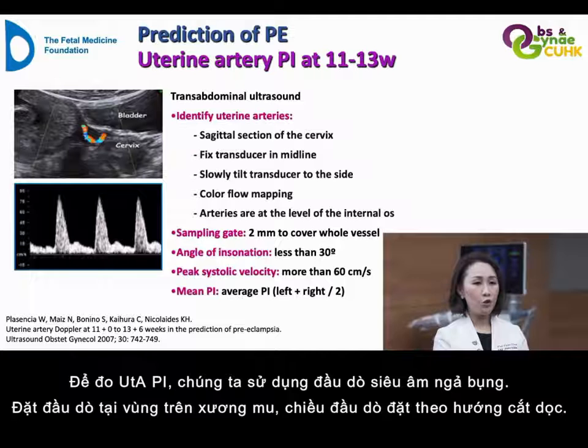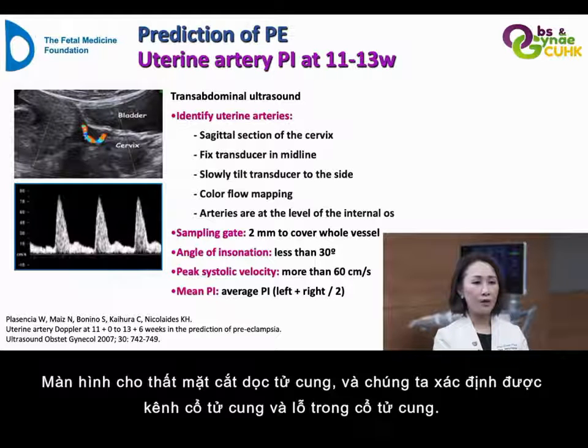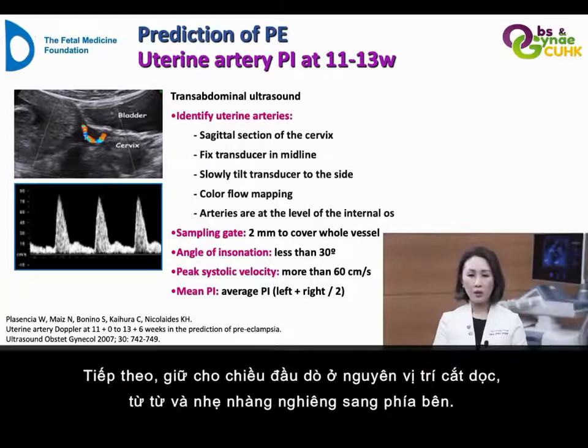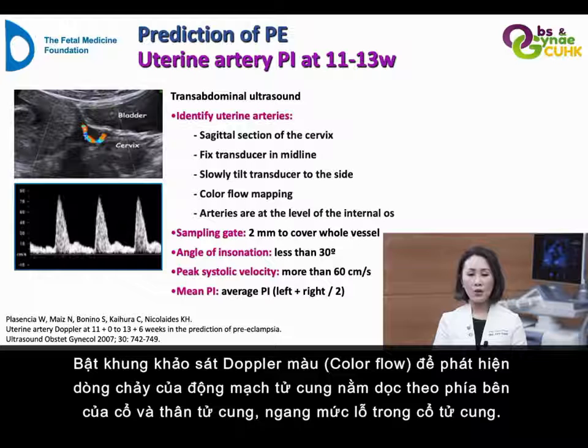For the measurement of uterine artery pulsatility index by transabdominal ultrasound, with the transducer being placed longitudinally over the suprapubic area, a sagittal section of the uterus is obtained, and the cervical canal and the internal cervical os are identified. Subsequently, fixing the transducer in the midline, slowly and gently tilt it to the side, and color flow mapping is used to identify each uterine artery along the side of the cervix and the uterus at the level of the internal os.